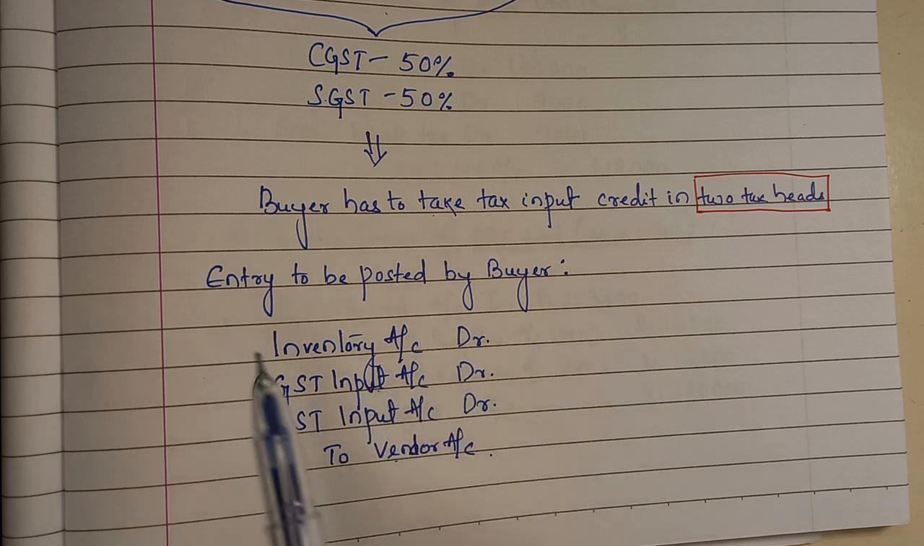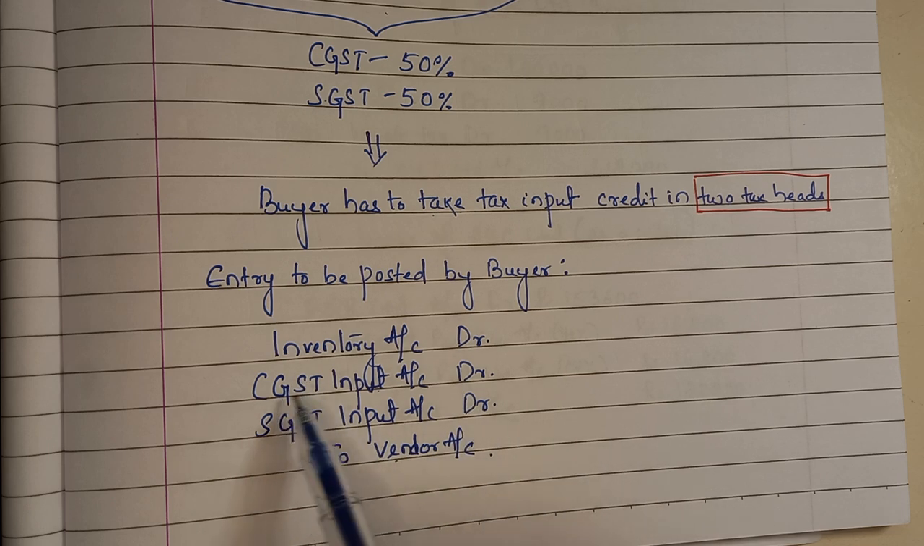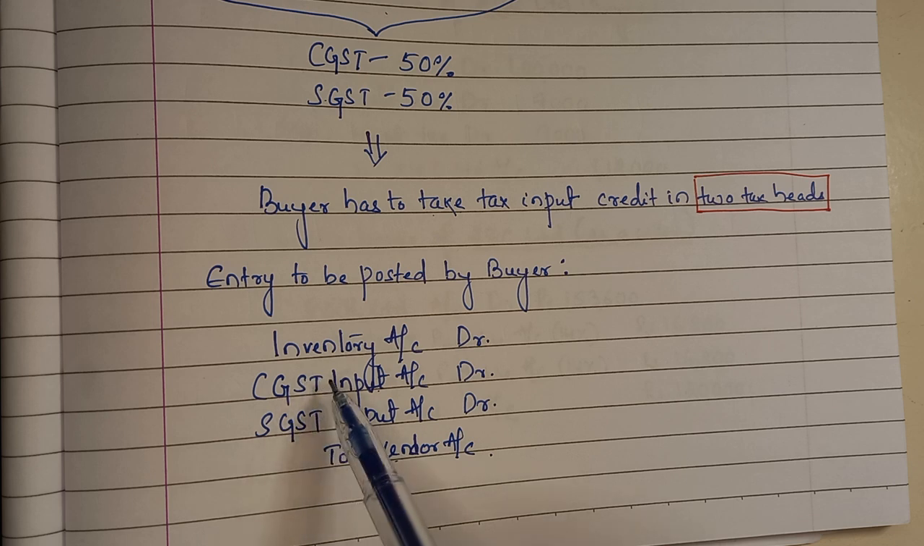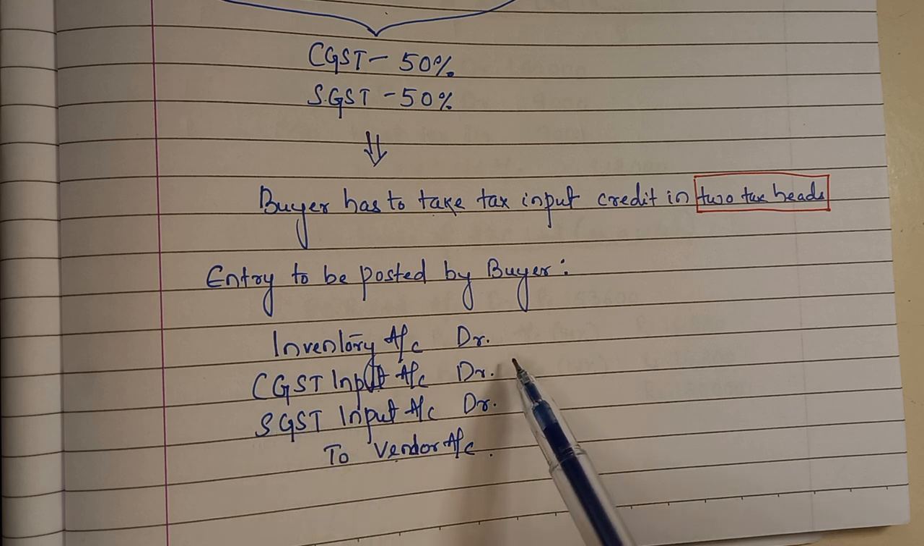In our previous example, we saw that we wrote one single ledger called GST input credit, but in a real practical scenario, we have to split these two because these two can't be clubbed. Central GST is different, state GST is different, hence the input credit has to be reported separately in two different ledgers. So we'll understand now with a good example so that you will have more clarity on this accounting.